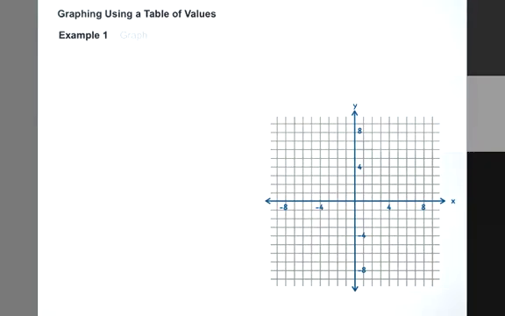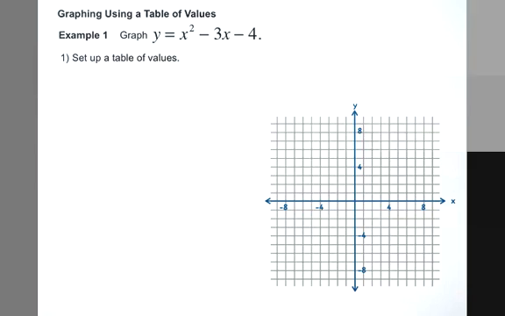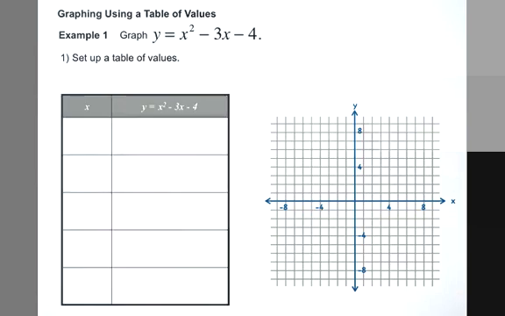Let's do an example now. We're going to graph y equals x squared minus 3x minus 4. We're going to follow the same steps that we followed for the previous, more simple y equals x squared. First step is to set up a table of values. We'll use these x values. We'll now solve to find out y.